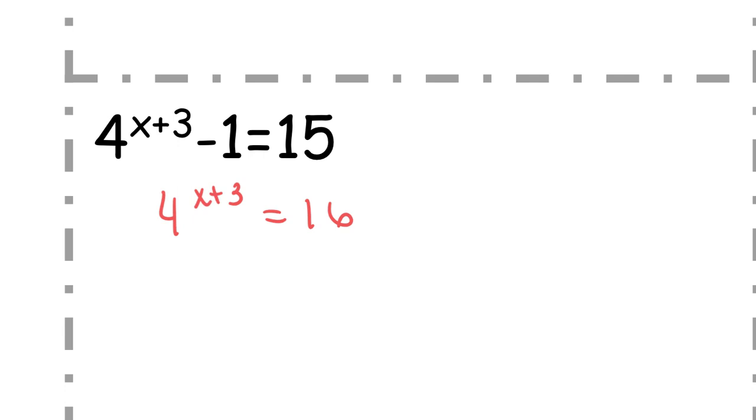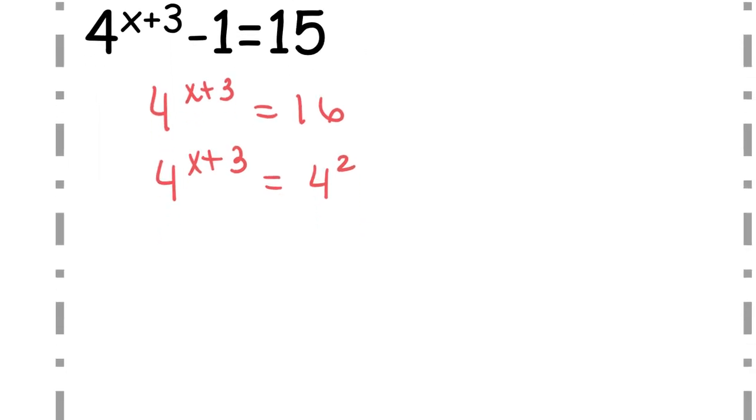Now in this case, I could do a base of 2 or I could do a base of 4. Which do you think would be easier? I agree. So we got 4 to the x plus 3 equals 4 squared. Oh, I don't need my parentheses, sorry. Now we got like bases, so we can drop our bases and set our exponents equal to each other, giving us x equals -1.